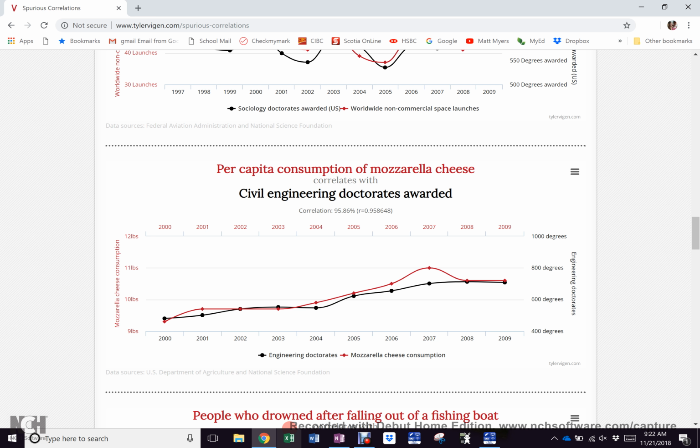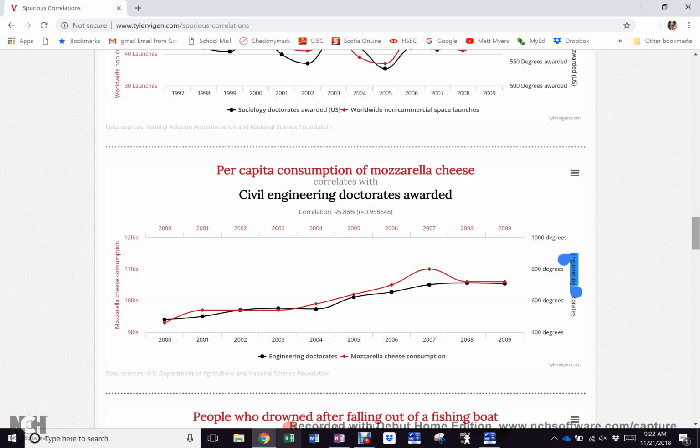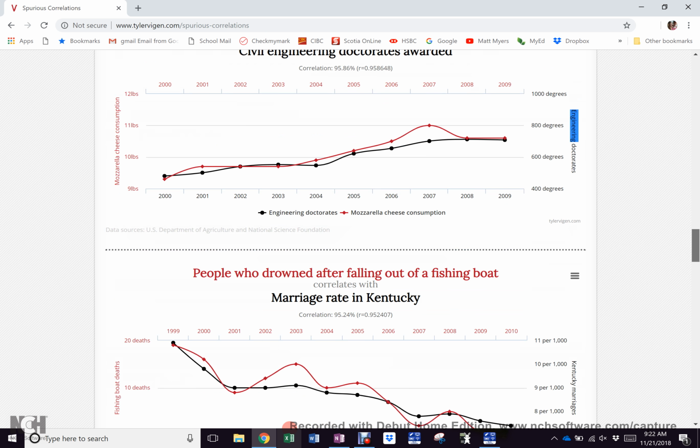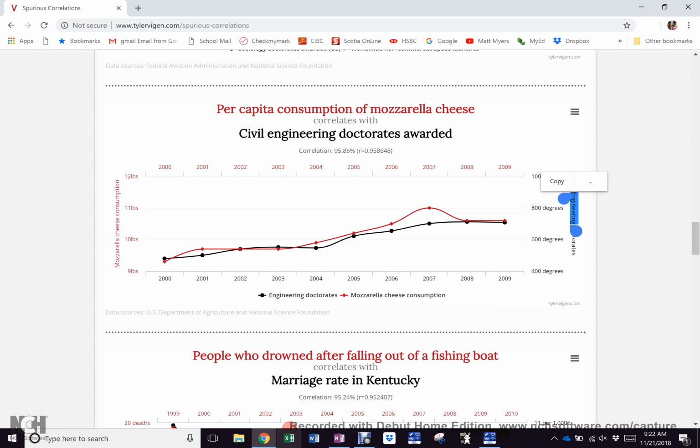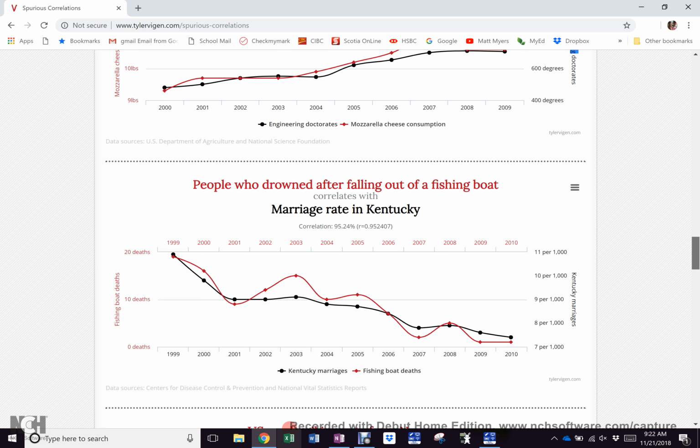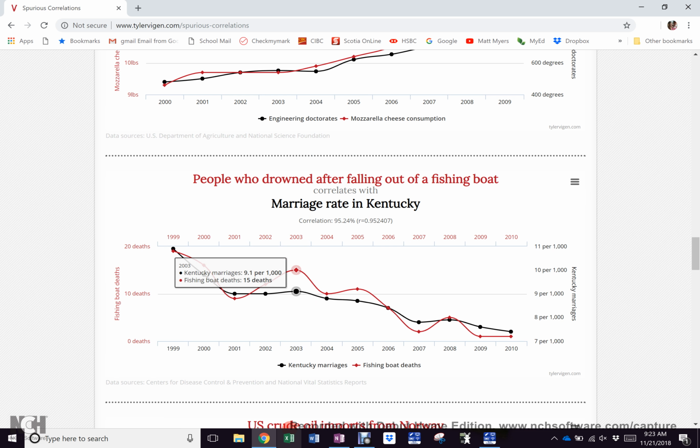Want to see the next one? Sure, why not? We got a bit of time. People who drowned after falling out of a fishing boat correlates with the marriage rate in Kentucky. Oh, thank goodness. As less people drown, oh no, this is bad. Less people get married. No. Oh no, don't let the right-wing people see that. Don't let the family values people see that. If people drown in fishing boats, we'll have less marriage, less traditional families. Oh no. We better stop fishing.